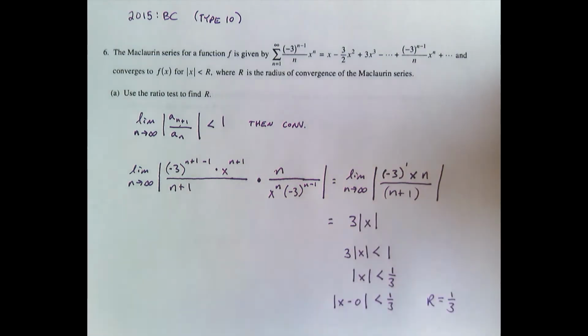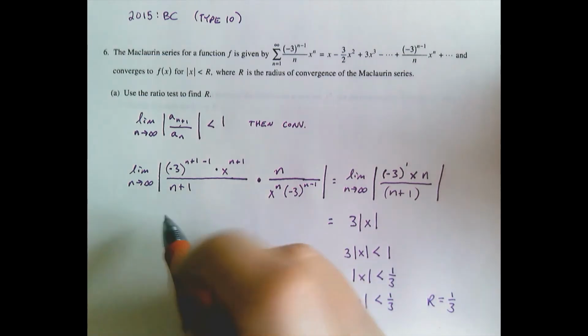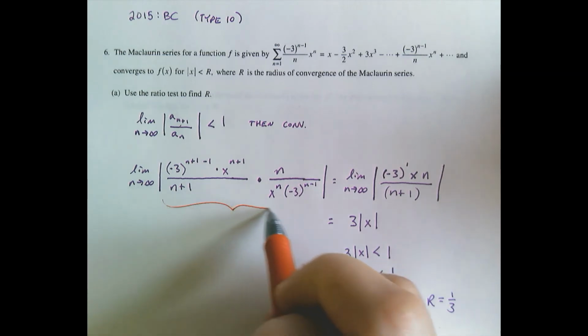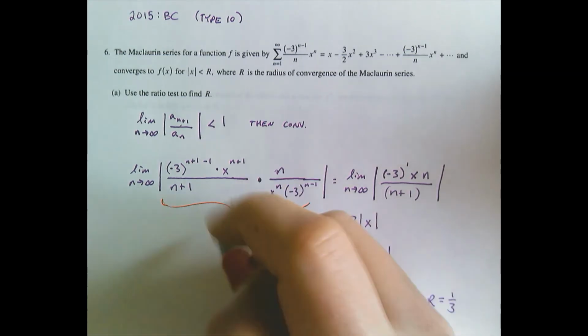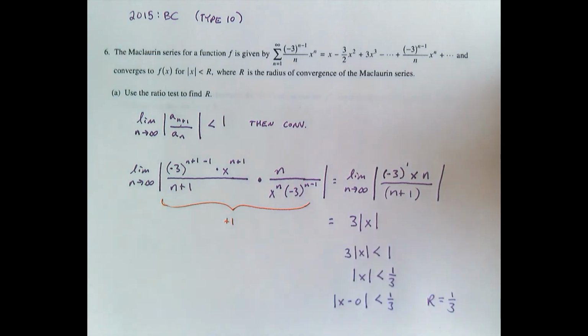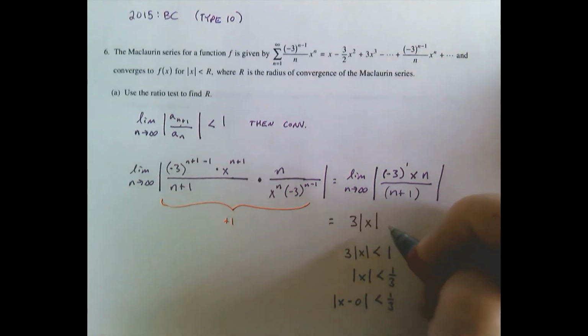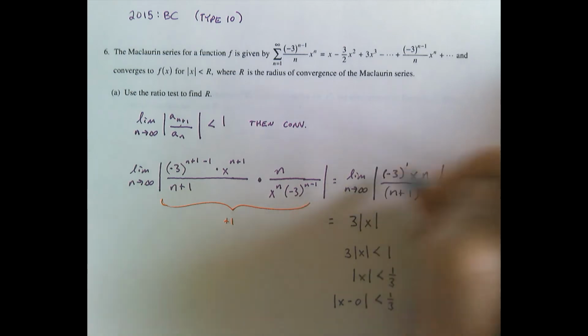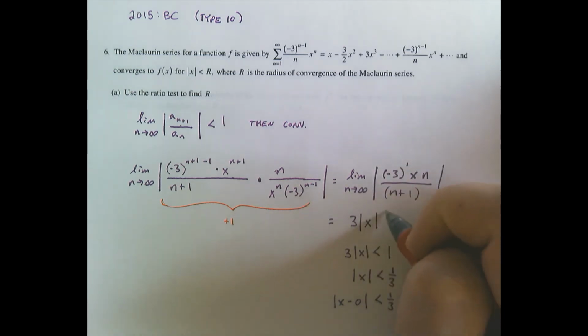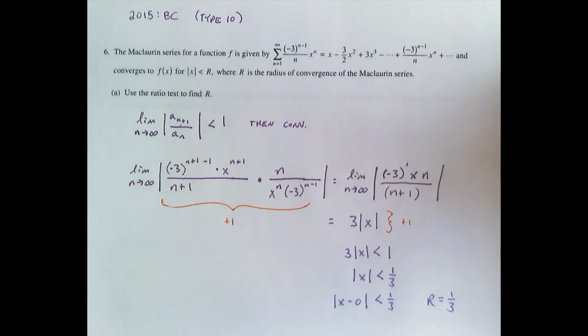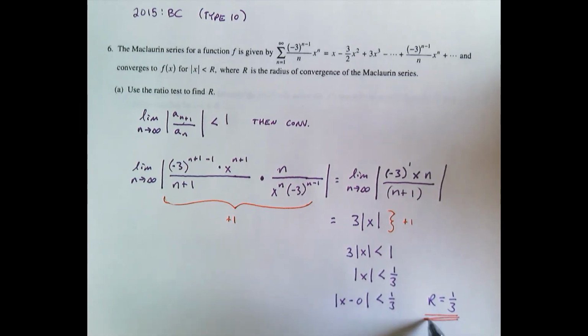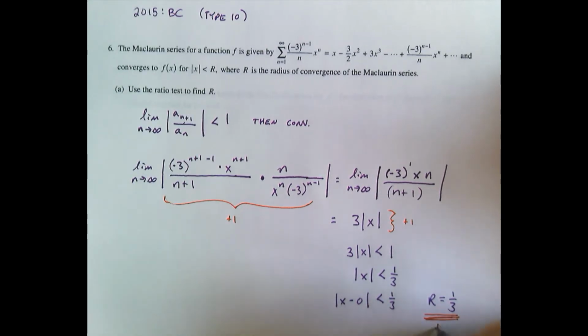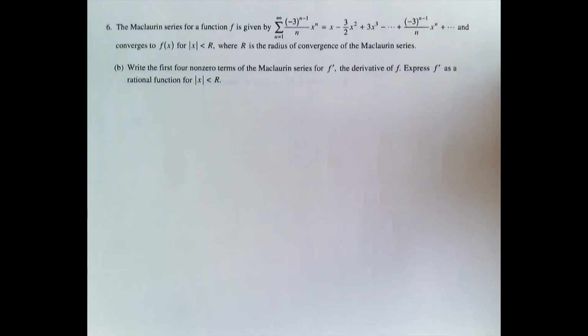The point breakdown for this on the AP test is you get your first point for setting up the ratio. So the n plus 1th term divided by the nth term gives you your first point. Your second point comes from computing the limit of the ratio. So after we've cleaned it up and evaluated the limit, this gives us the second point for the AP test. And then the third point comes from recognizing that the radius is 1/3. All right, and that is part A. Moving on to part B.